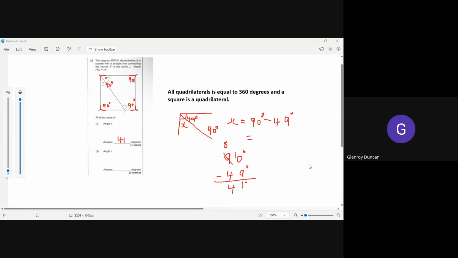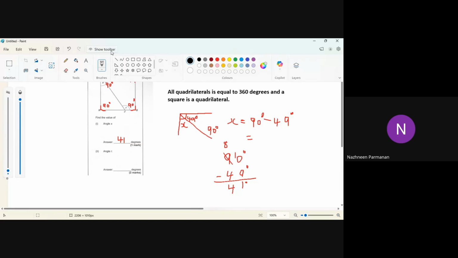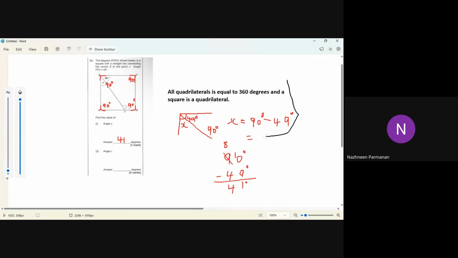Simple concepts. All right, so Nazneen, let me open the microphone for you to continue. Go ahead. Yes, sir. I want us to find angle R. We can see that when we divide this square with a straight line from E to J, it forms a triangle, and that type of triangle is a scalene. But no matter the size or shape of any triangle, all the interior angles equal 180 degrees.